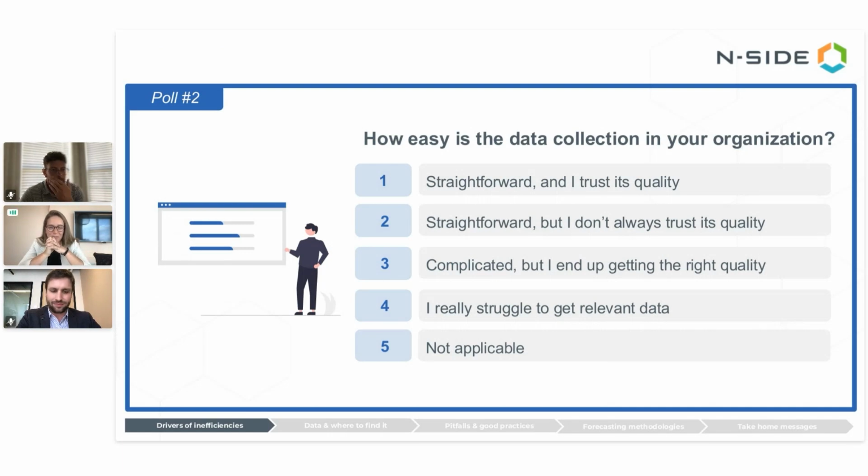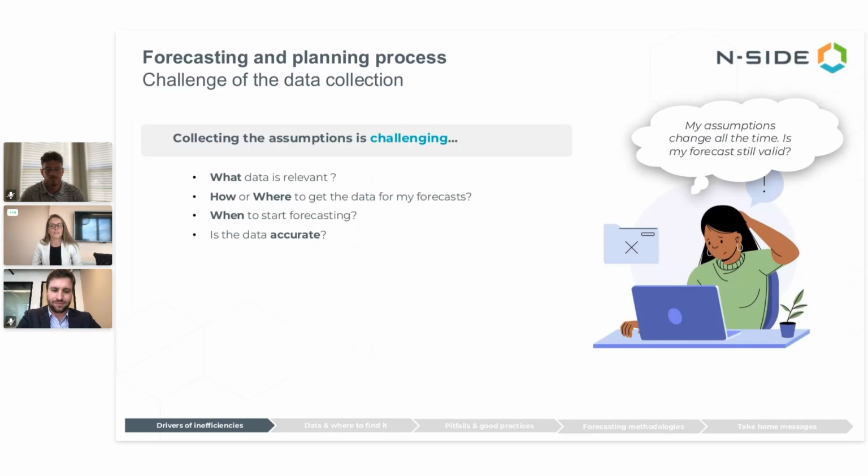Yes, so this is what we thought indeed, looking at different options. It can go from it is straightforward, we trust the quality, to it's really a struggle, a real challenge. And that's what I see appears the most here in the poll, and it's not surprising. And that's basically why we chose to focus on this topic today, looking at the data collection and its impact on forecast accuracy, because we've been receiving a lot of feedback from pharma partners about how challenging it is sometimes to collect assumptions. So all these questions here might sound familiar for some of you.